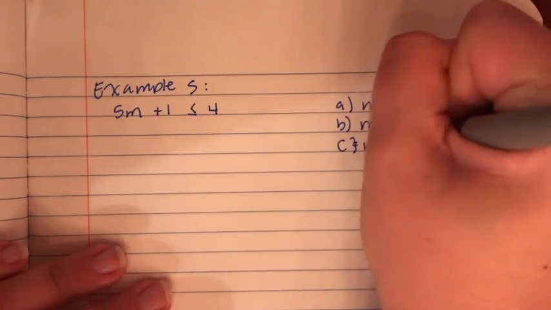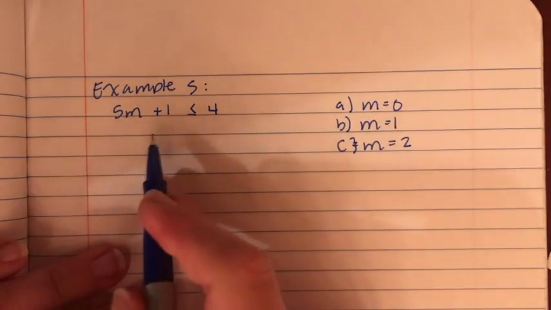Okay, let's do 2 more quickly. Example 5. You know what? Let's just do one more. Let's do 5m plus 1 is greater than or equal to 4. And my possible options are A, m equals 0, B, m equals 1, and C, m equals 2. So I'm going to start by solving.